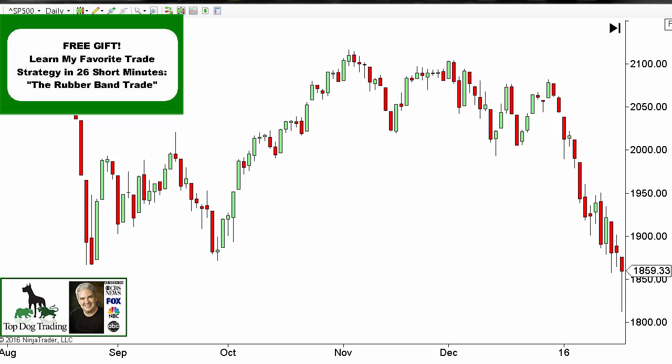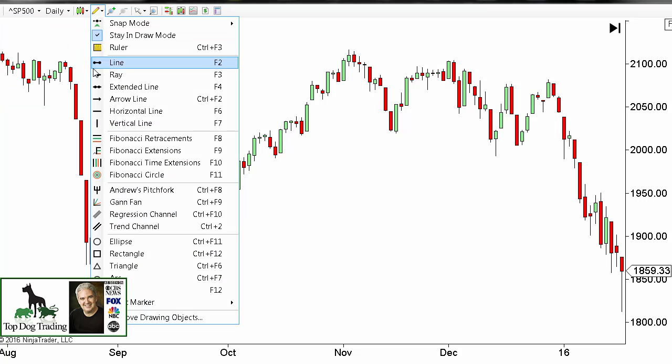And today I'm going to share with you how we can look at the stock market here in 2016 and find some potential major swings, lows, and highs into the future. So it's all done. Let me introduce this tool first. It's all done with Fibonacci time extensions.